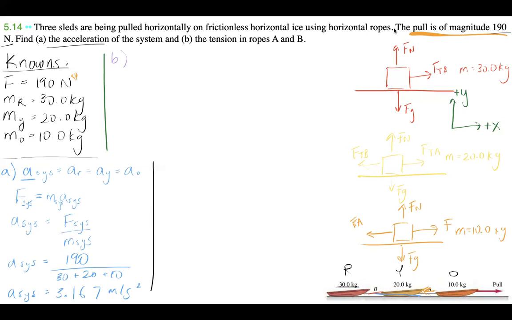Okay. So now what we want to do is write down the summation of forces in both the X and Y direction, right? So yes, it's kind of useless to do the Y direction because we know that there's no motion in the Y direction for any of them. So FN and FG cancel out for every single sled, obviously, because the sled's not moving up or down.